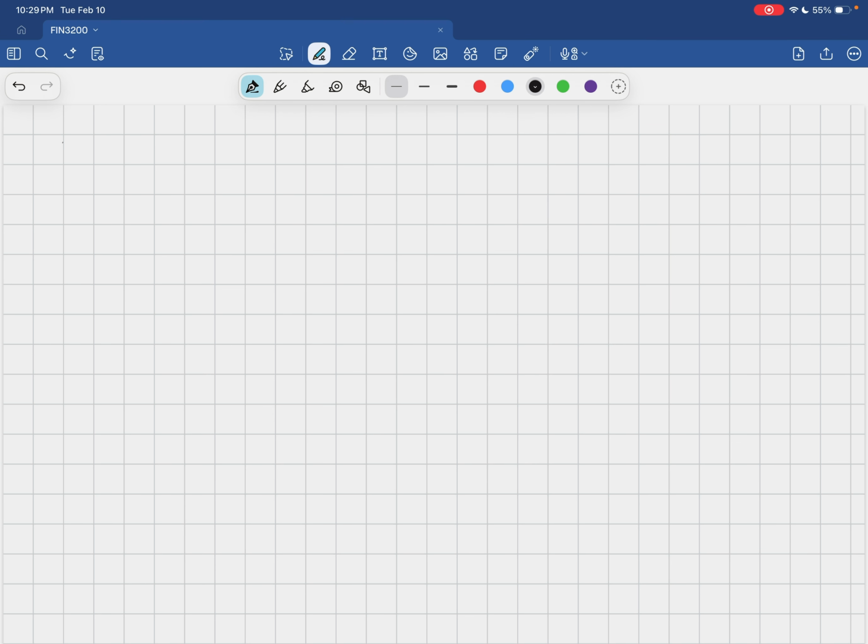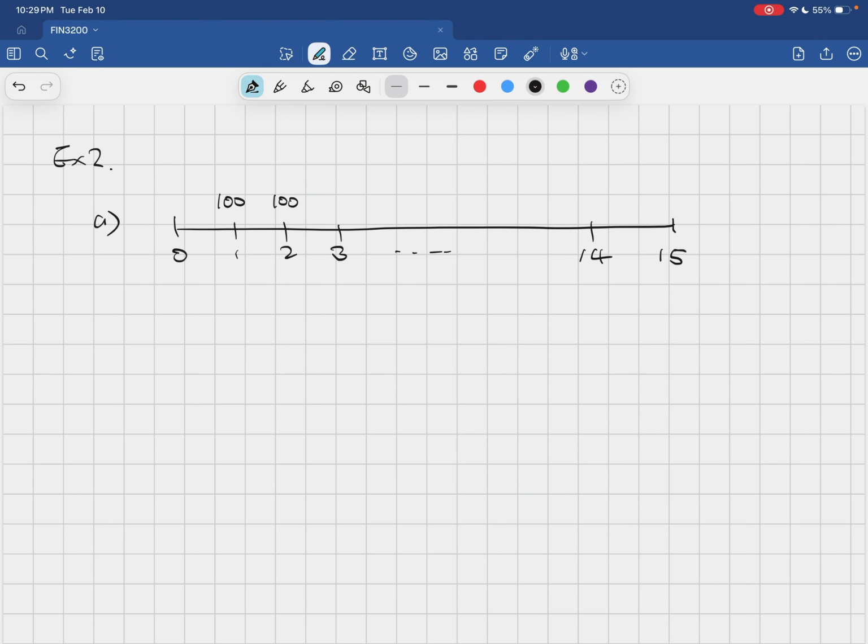So we'll start by drawing the timeline. So we have a lot of words, but it looks like this. So you're depositing $100 at the end of each of the next 15 years. So it looks like this.